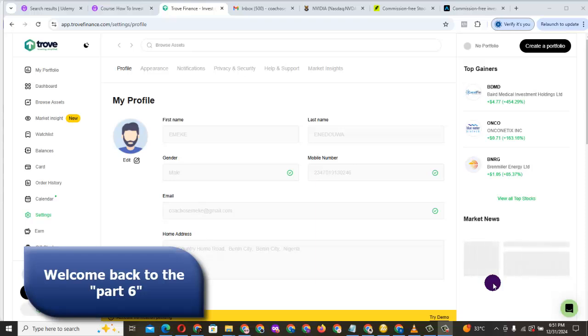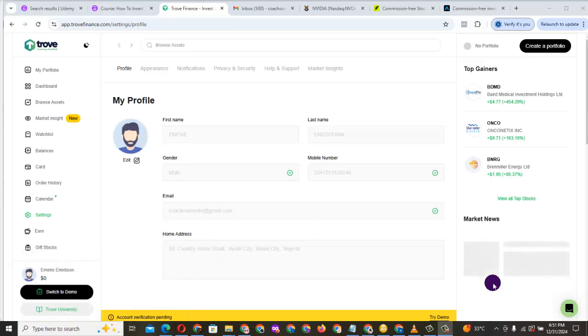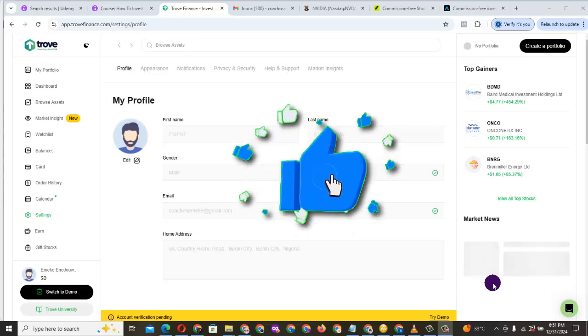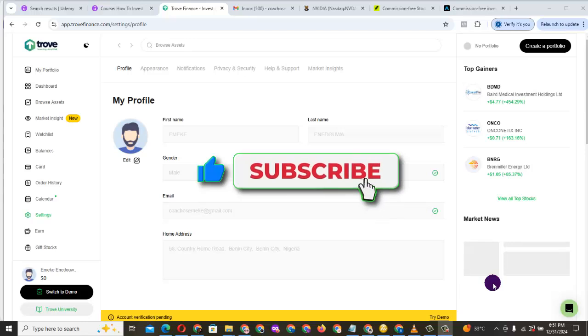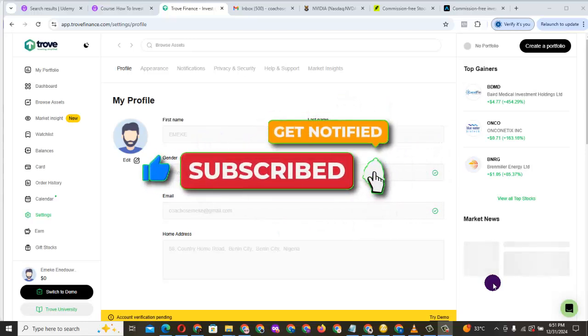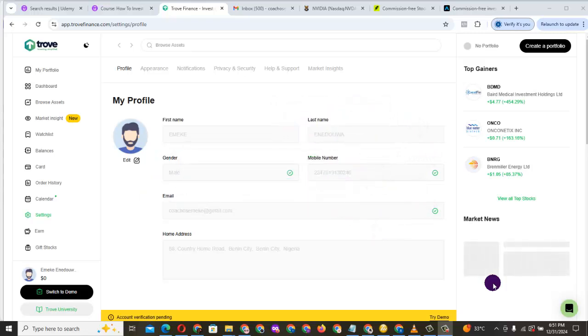Now, like I said in the last video, after you have gotten your account approved, the next thing is for you to arrange and organize your portfolio. After you have organized your portfolio, in order for you to be able to choose the kind of stock to invest in, you need to know how to fund your account, because you need to fund your account before you can start investing.